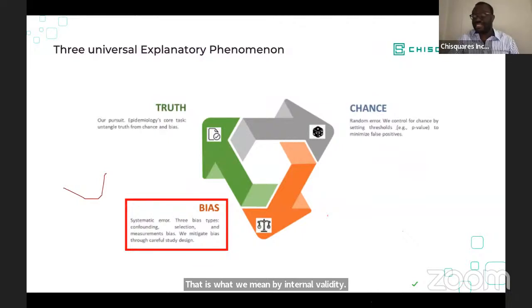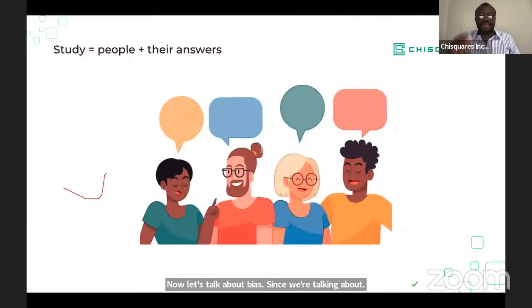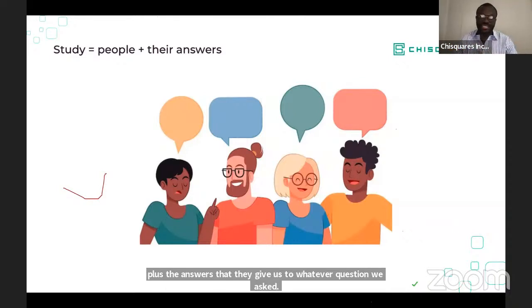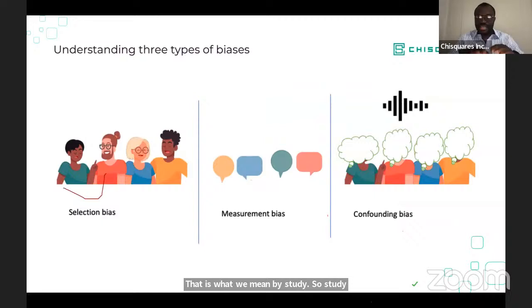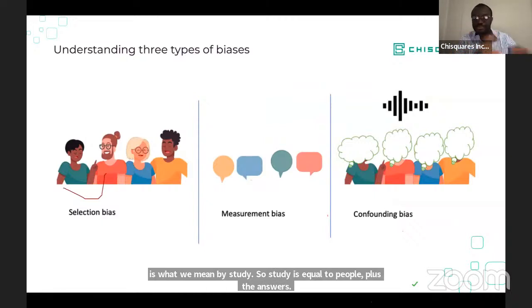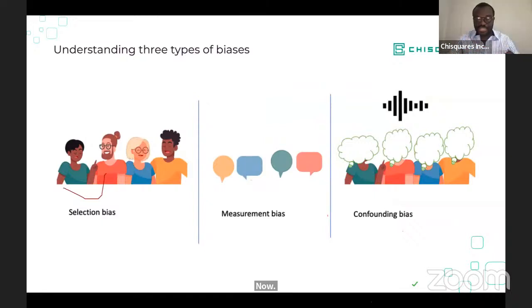Now let's talk about bias, since we're talking about the relationship between bias and internal validity. Let's think of a study as people plus the answers. When you take a bunch of people plus the answers that they gave us to whatever question we asked, that is what we mean by a study. So a study is equal to people plus the answers. Now, the 3 types of biases can be mapped to that framework.